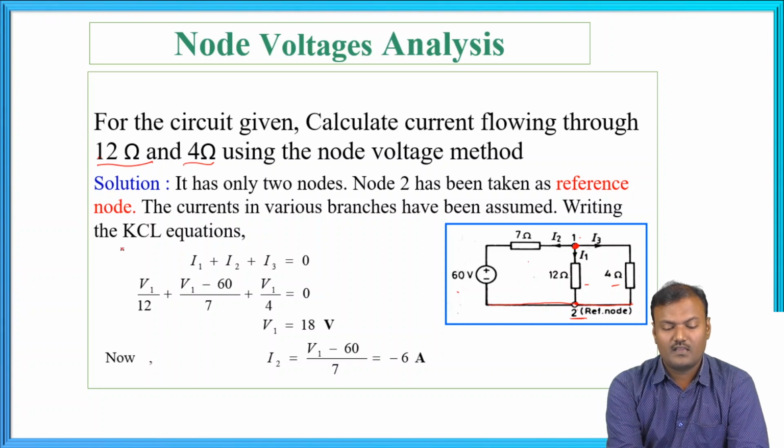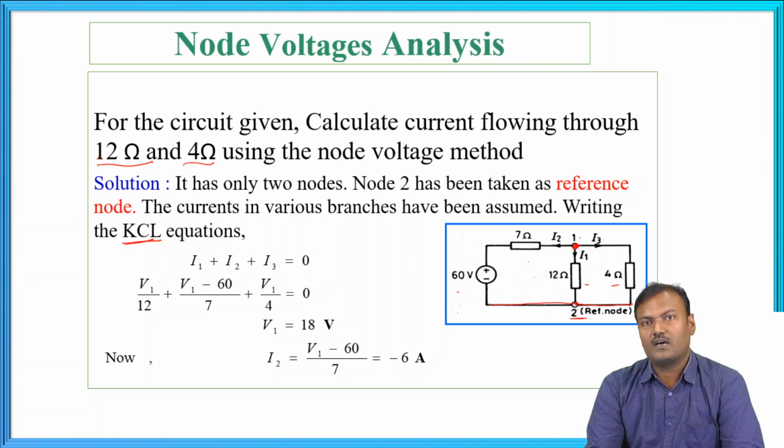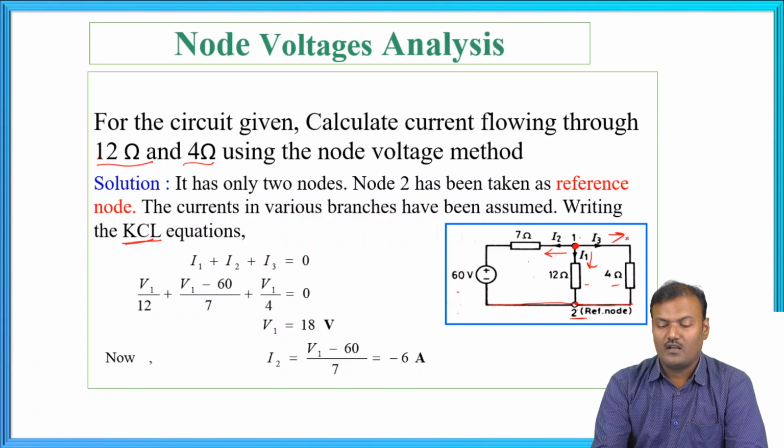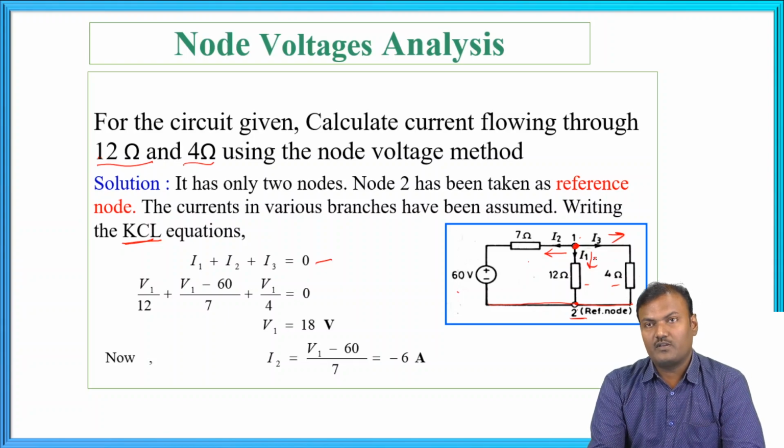So by applying Kirchhoff's current law, the algebraic sum of currents at a given node is 0. We are assuming all the currents are flowing away from this node. One is I1, which is flowing through 12 ohms, and I2 is the current flowing through 7 ohms from node 1, and the current flowing from the same node through 4 ohms is I3. So the sum of all these currents is equal to 0. There are no incoming currents.